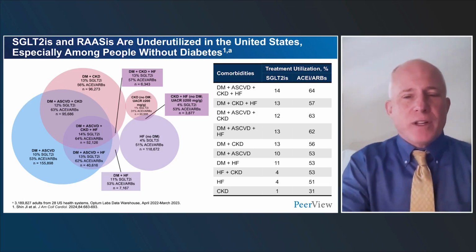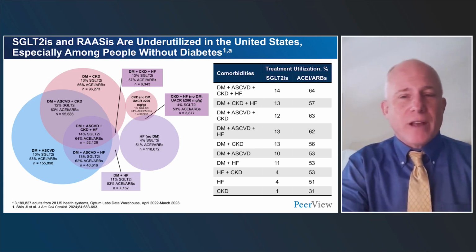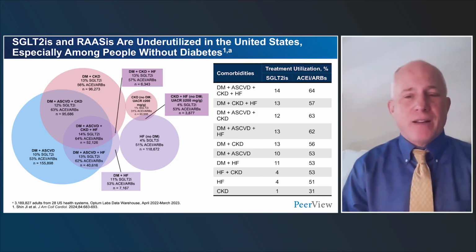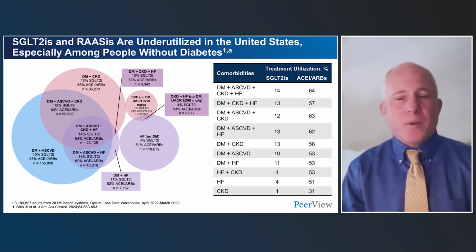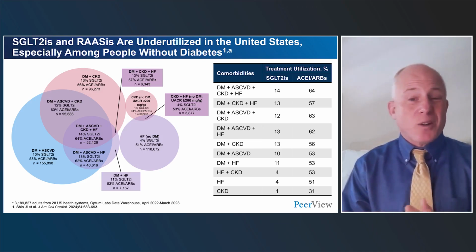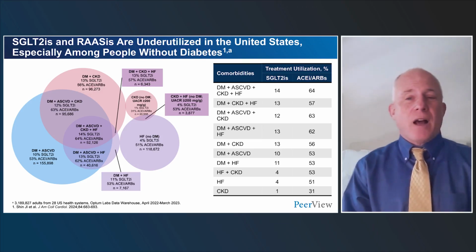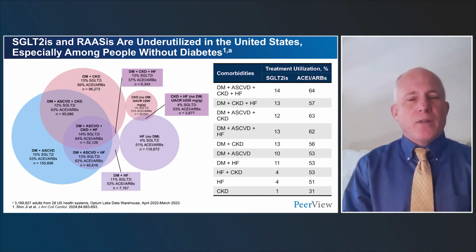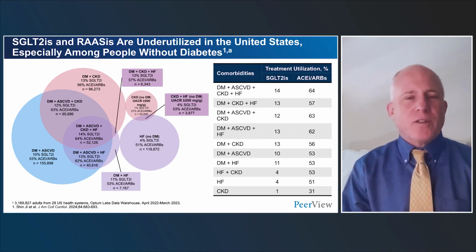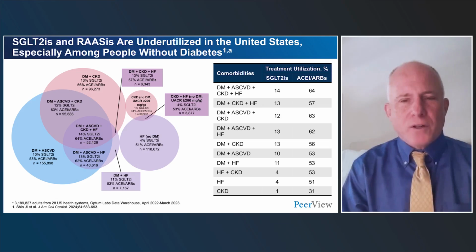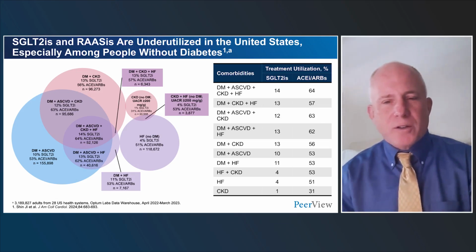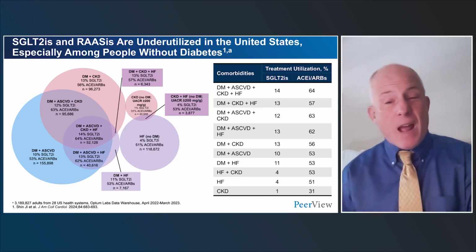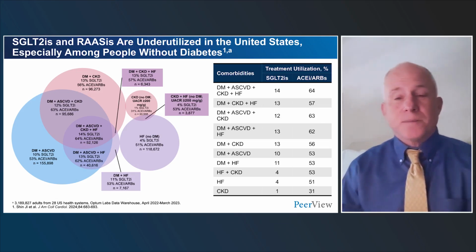And if you go down, you can even look at it for those patients, let's say, that have heart failure and CKD, no diabetes. These agents are still a benefit, but you can see only 53% are getting a RAS-based agent and only 4% are getting an SGLT2 inhibitor. So start thinking of these medicines not just as diabetes drugs, but they're heart failure drugs, they're atherosclerotic cardiovascular disease drugs, and they could be chronic kidney disease drugs.